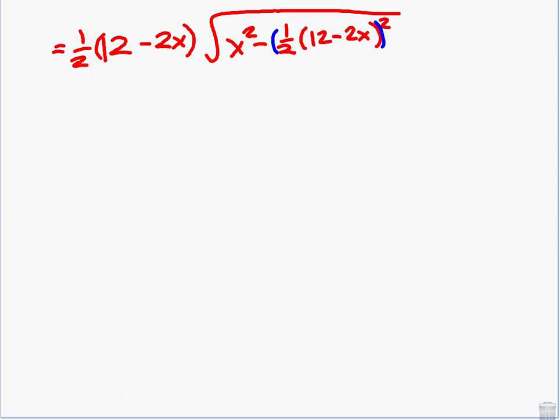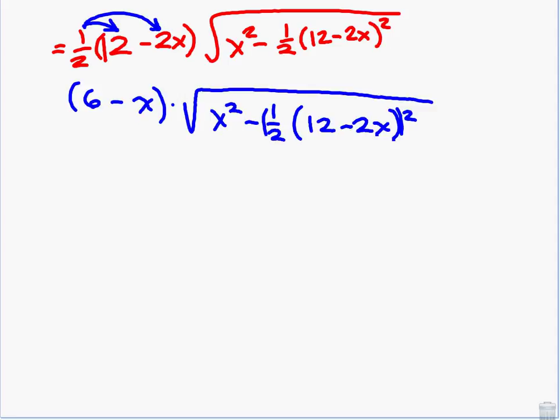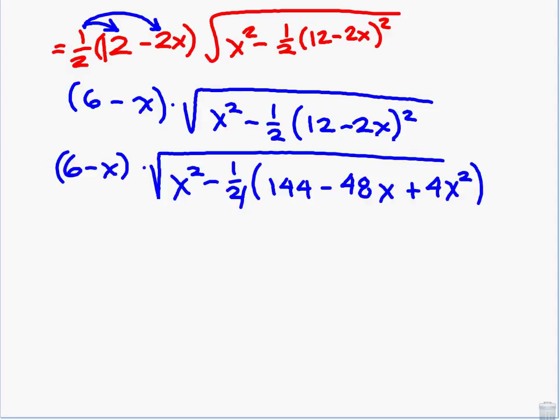Well, the back of the book has something kind of strange. They actually have 2 times 6 minus x times the square root of 3x minus 9. So to check and see whether or not I'm on the right path, I'm going to see if my expression is equivalent to their expression. So here we go. I'm going to distribute the 1/2. Okay, looking good so far. And then I'm going to start simplifying under the radical.